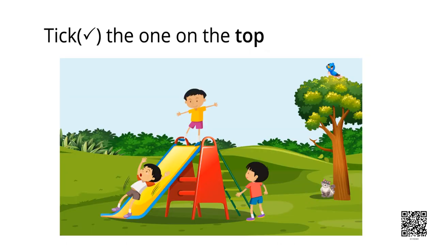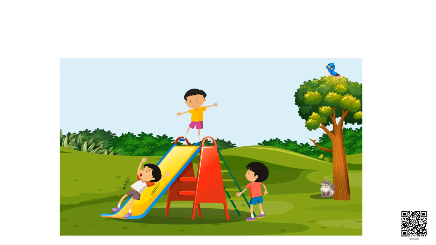Okay, children, let's go to the park now. See how many children are playing in the park? One, two, three children. And what else do you see in the picture? A bird and a cat. Yes, a bird and a cat is there. And where is the bird? On the tree. Yes, on the tree. Very well done. Good. Okay, children, now let me tell you one thing.